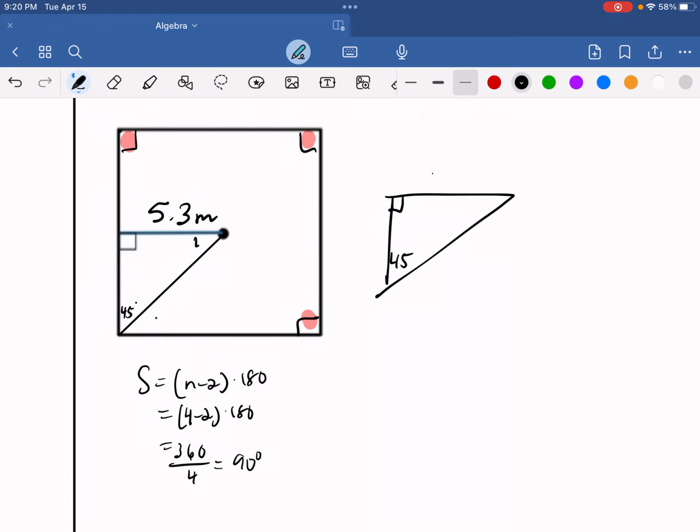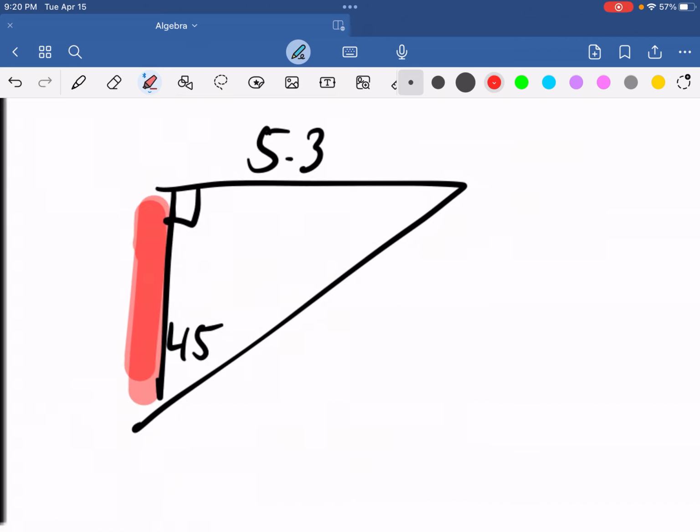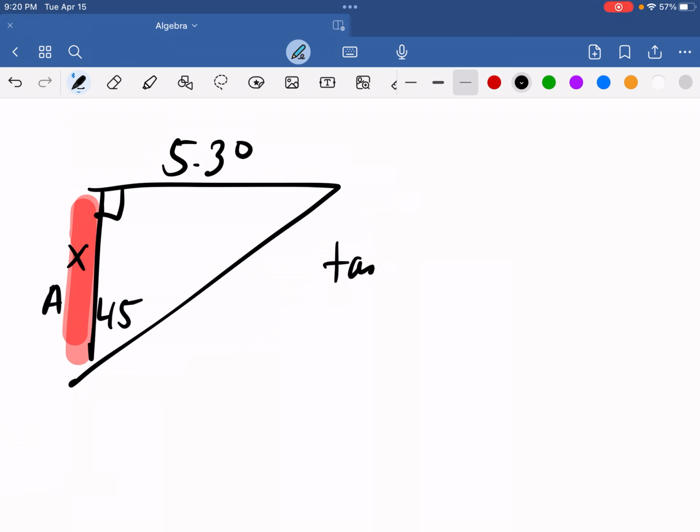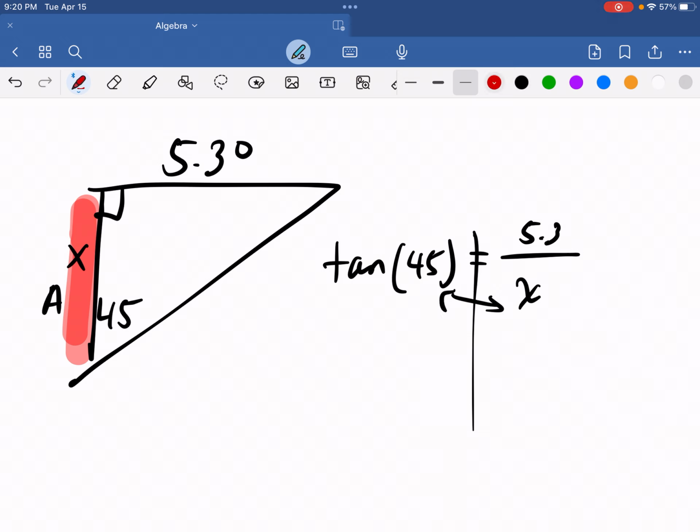This is 45. This is 5.3. And we are looking for the outside. We care about this side. Again, 45 to 5.3 is opposite. This side to 45, the x would be adjacent. So again, you have to use tangent because it has an O and an A. Tan of 45 equals O on top, 5.3, A on the bottom, x. Solve for x. Since x is at the bottom, they switch places. So it's x equals 5.3 and tan 45 on the bottom.